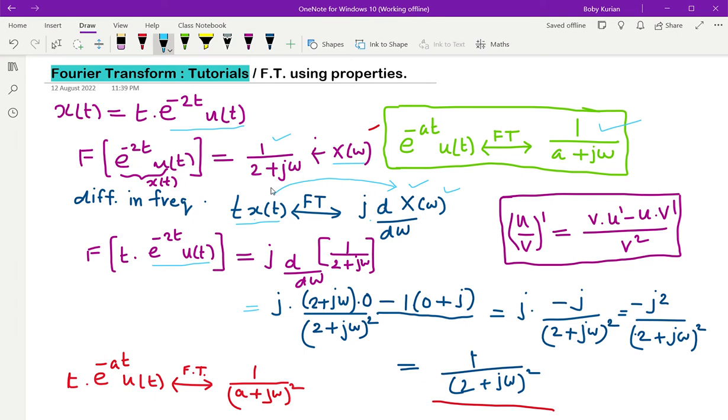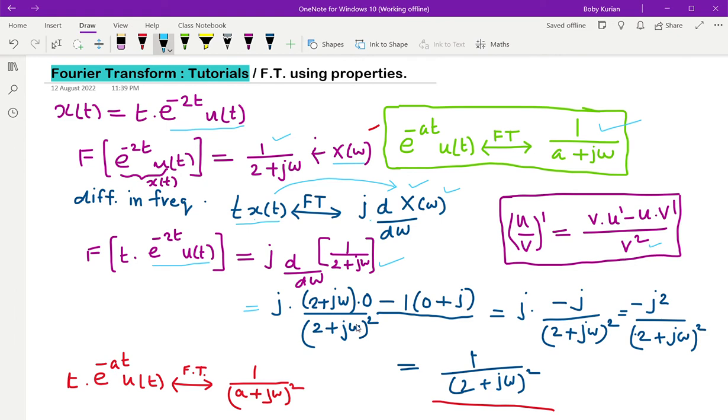So here our x of omega is 1 by 2 plus j omega. That is, the Fourier transform of the term e power minus 2t u of t is 1 by 2 plus j omega. So j into d by d omega of 1 by 2 plus j omega. Now we have to find the differentiation of this function. Okay, so this function is of the form u by v. So when we differentiate u by v, that is v into u dash minus u into v dash divided by v square. Okay, that means the denominator square.